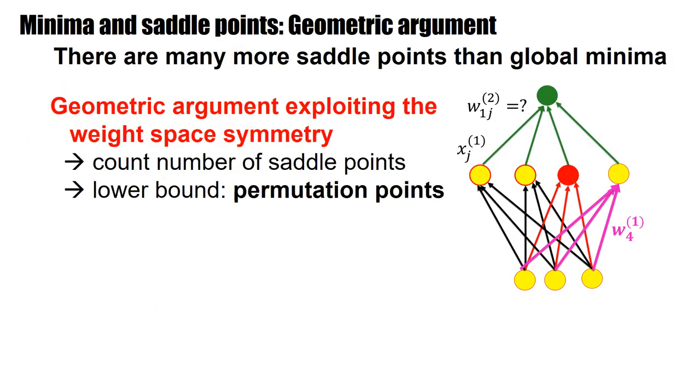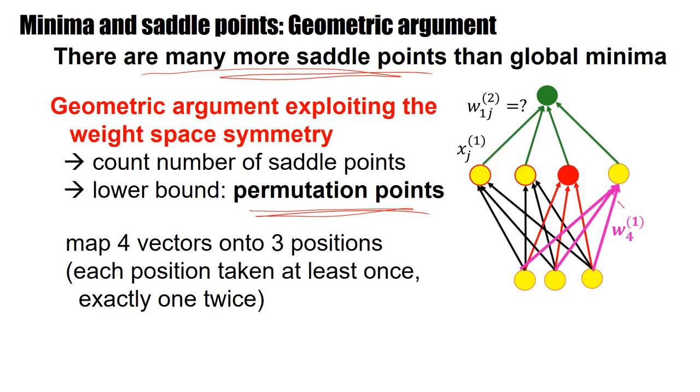So far, I explained what we mean by permutation point. And now the real counting argument starts. The permutation points are saddle points. The claim is there are more saddle points than global minima. And then now let's count these first order saddle points.